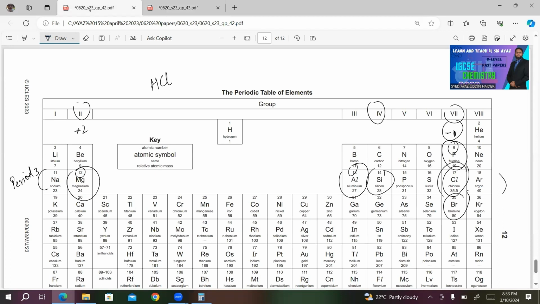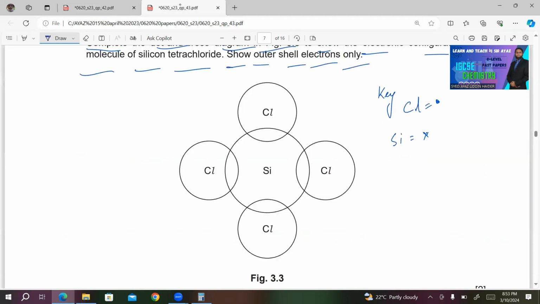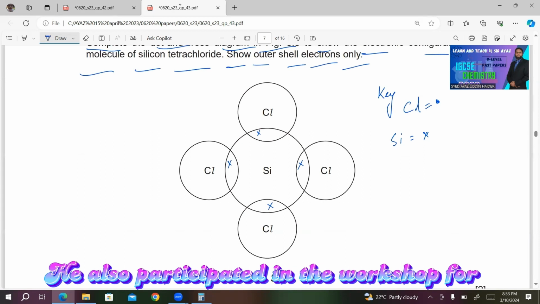What about chlorine? Chlorine belongs to group 7. It means it must have 7 valence electrons. So silicon will be sharing 1 electron from the 4 with each chlorine atom. So I will show 1 cross in each circle of chlorine. 1, 2, 3, 4. What about chlorine? There are 7 electrons in their valence shell. 1 electron will be involved in sharing with silicon atom.